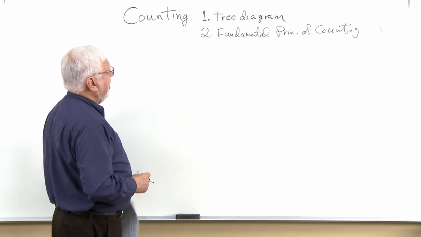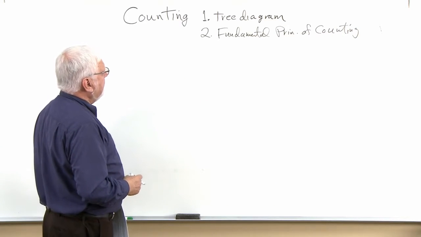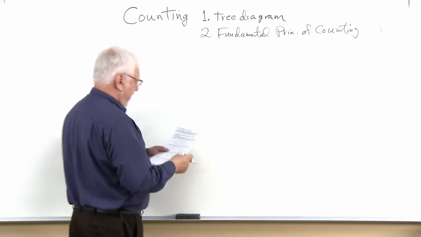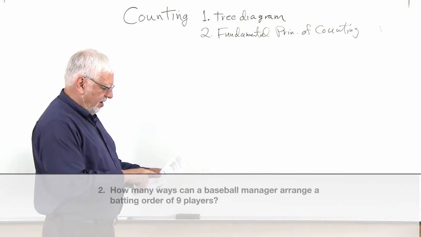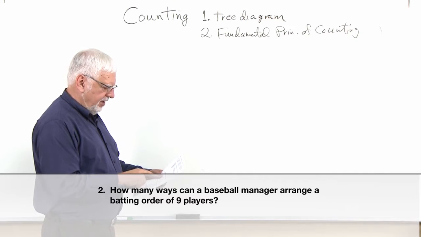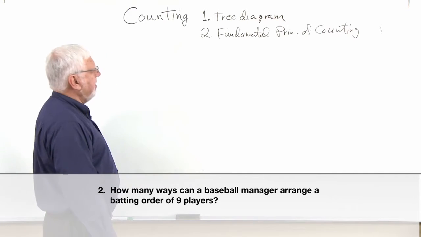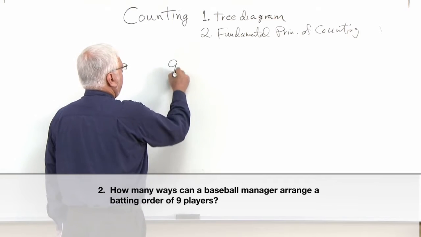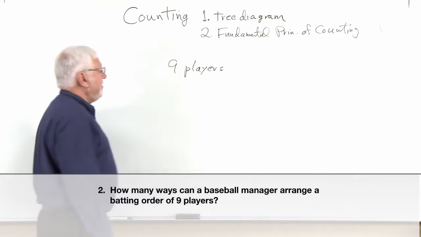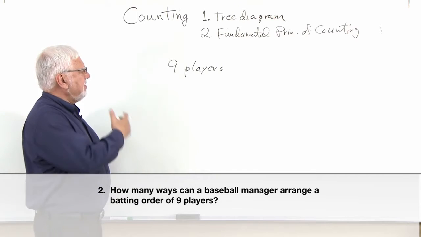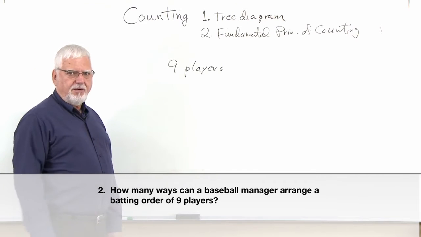And we could use, let's see, for this one we can use, let's say we have a baseball team and we have 9 players. And we're going to do number 2. How many ways can a baseball manager arrange a batting order of 9 players? So if he has 9 players, how many ways can he arrange those 9 players in a batting order?